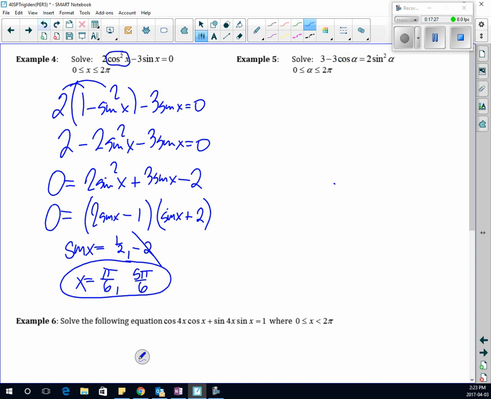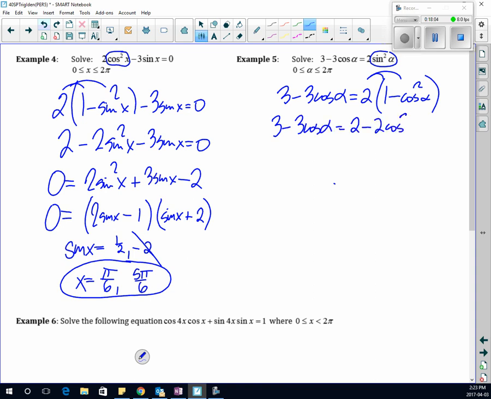Okay, what can I replace? Sine squared. You should always look for the squares because the squares are the ones with the Pythagorean identities, right? So 3 minus 3 cos alpha equals 2 bracket. Make sure you put the bracket and don't just write 1 minus. Do you see? Because it's the 2 times the thing you're replacing. So 1 minus cos squared alpha. Everybody see that? All righty. Multiply that in. So we get 3 minus 3 cos alpha equals 2 minus 2 cos squared alpha.